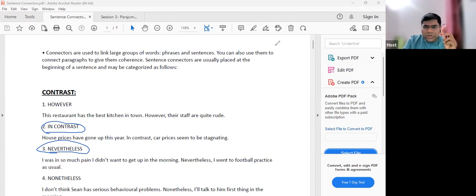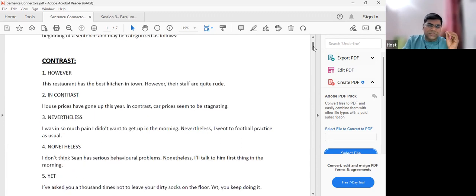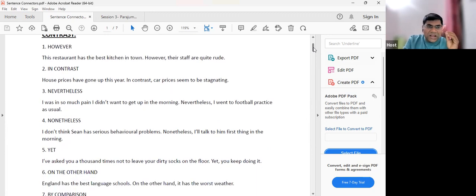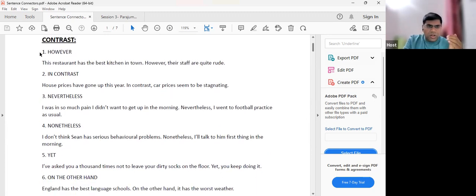So nevertheless, nonetheless, all these are basically what we call contrasting adverbs or contrasting adverbial conjunctions. And it just goes on. However, in contrast, nevertheless, nonetheless, they do almost the same job. Yet is very strong. So yet and but are very similar, in the sense that if you look at the word yet, you'll find how to use yet and how to use but.